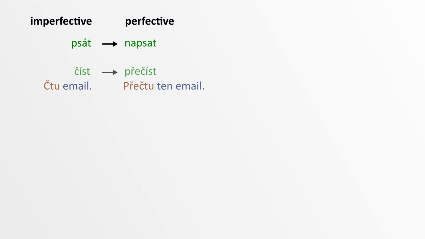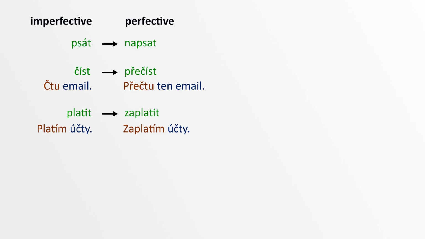For example, číst, přečíst, which means to read. Imperfective číst turns into perfective přečíst. Čtu email, I am reading an email, which means that the process is still ongoing and not finished. Přečtu ten email, I will read and finish reading the email. Platit, which is imperfective, can turn into zaplatit if you add the prefix za. And it means to pay.